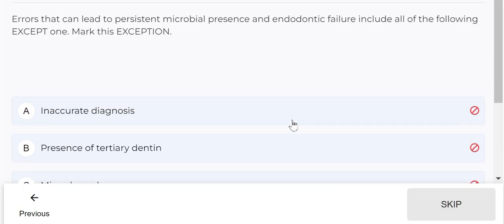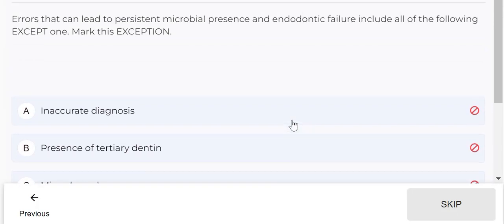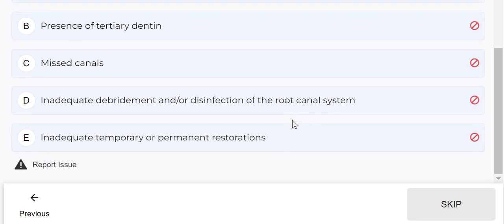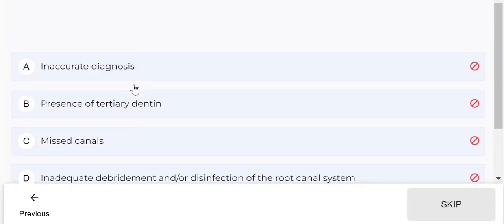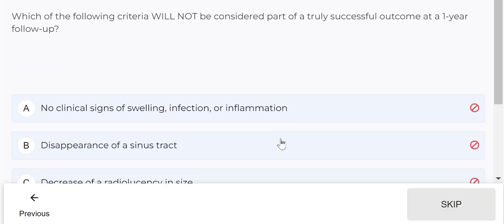Errors that can lead to persistent microbial presence and endodontic failure include all of the following except one. Mark this exception. Inaccurate diagnosis, yes. Presence of tertiary dentin, missed canals, inadequate debridement, inadequate temporary or permanent restorations. Presence of tertiary dentin cannot lead to persistent microbial presence.